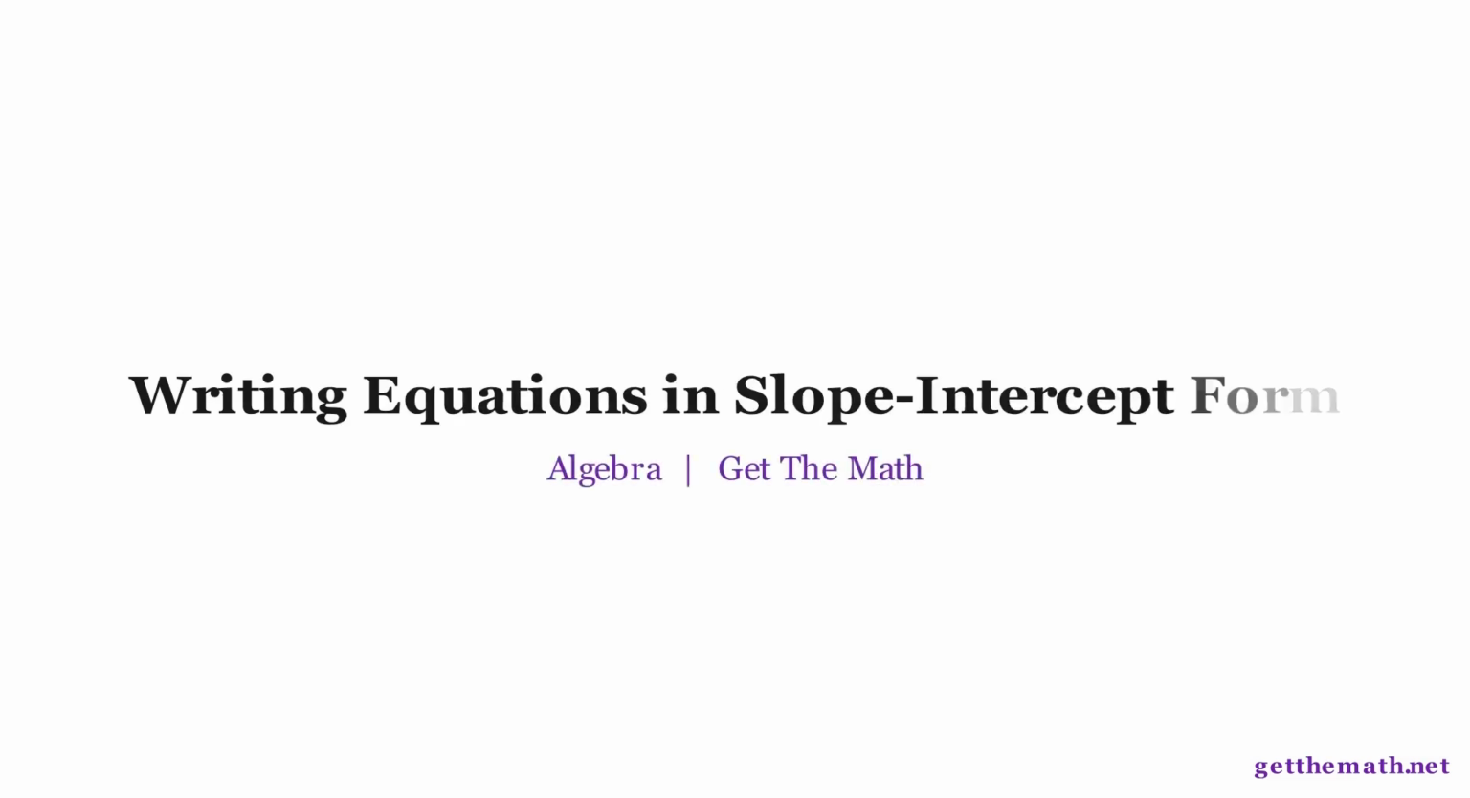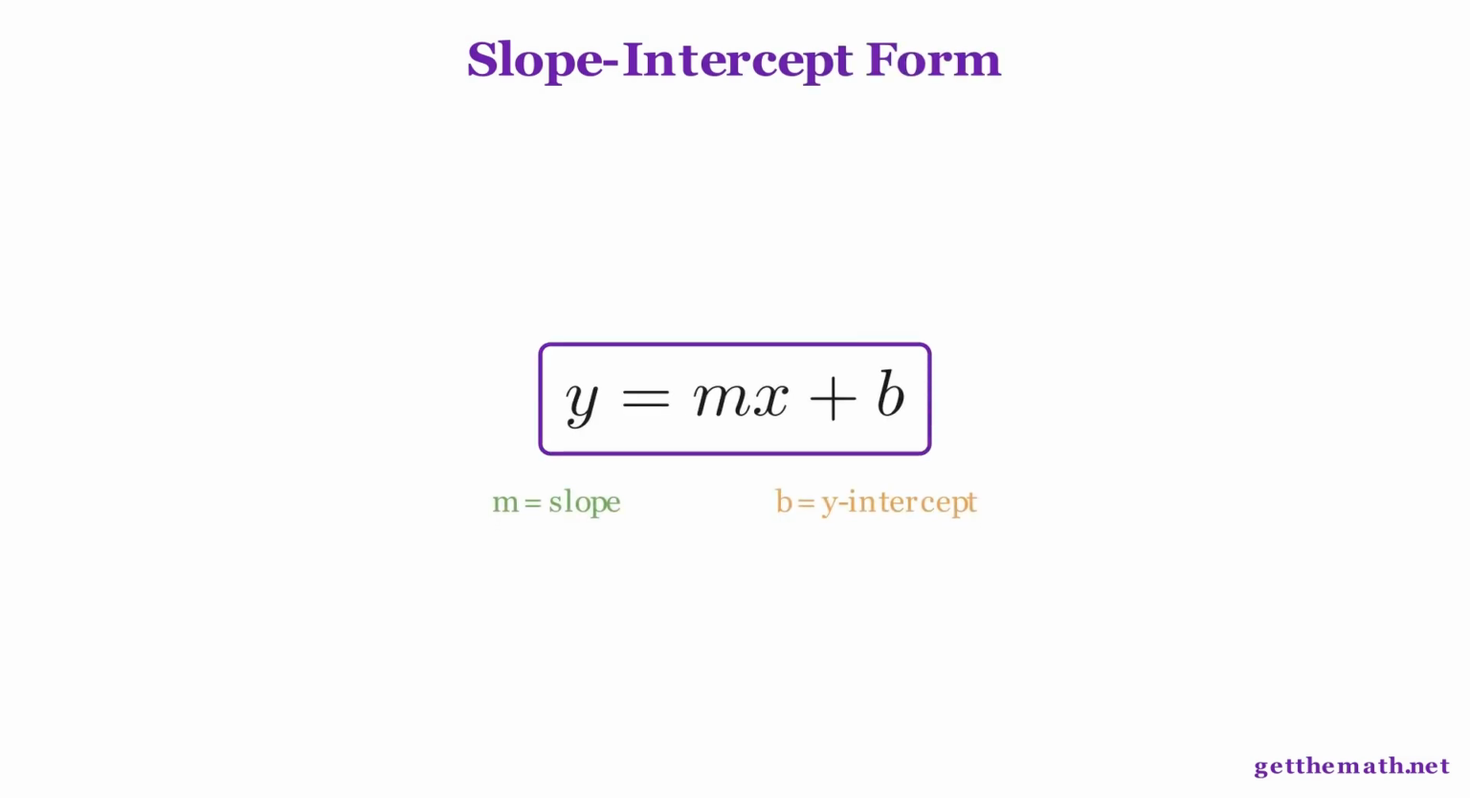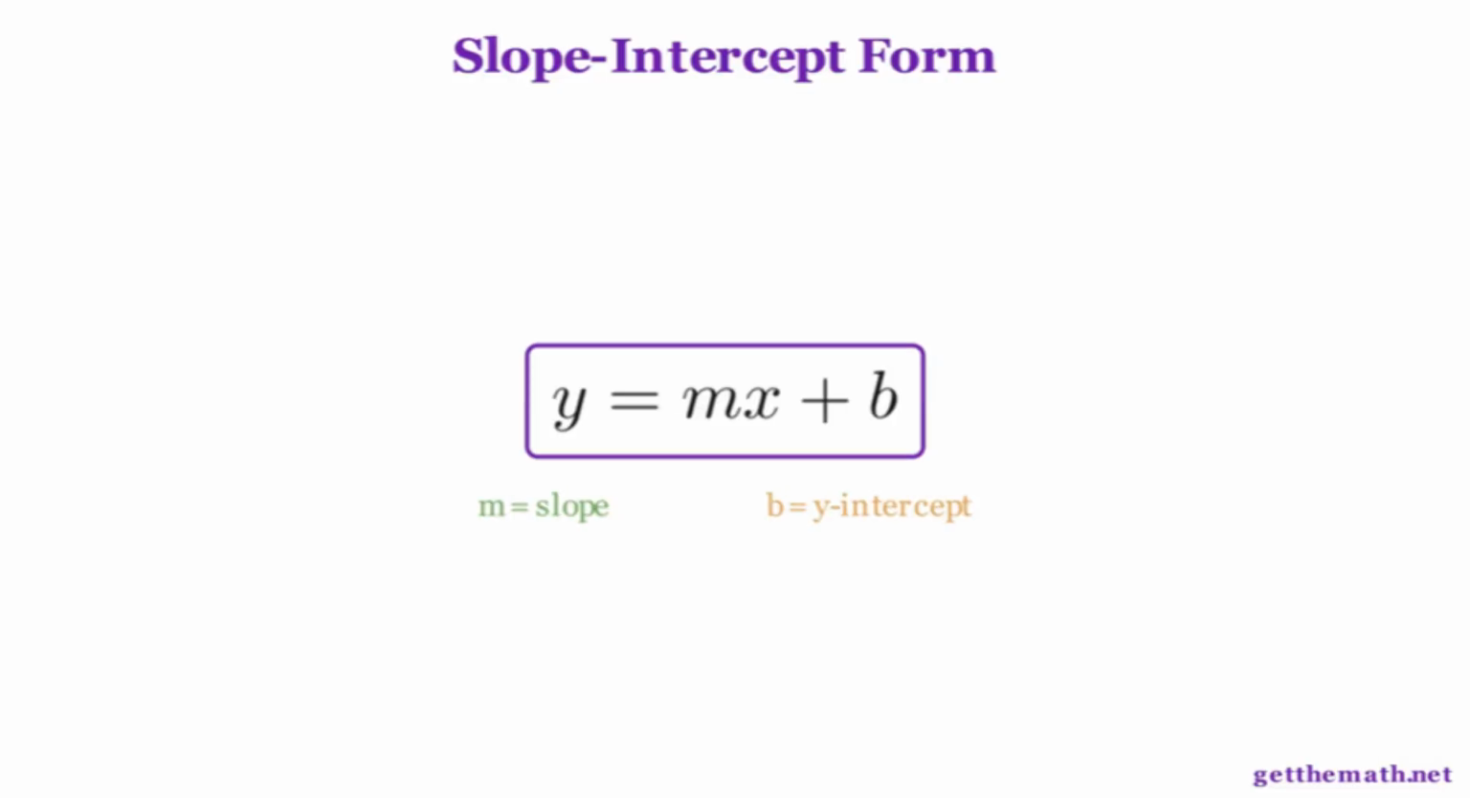Hey everyone! Today, we're going to write the equation of a line in slope-intercept form. The formula we're working with looks like this: y = mx + b, where m is the slope and b is the y-intercept. We're going to look at two types of problems. Both are super straightforward once you know what to look for.